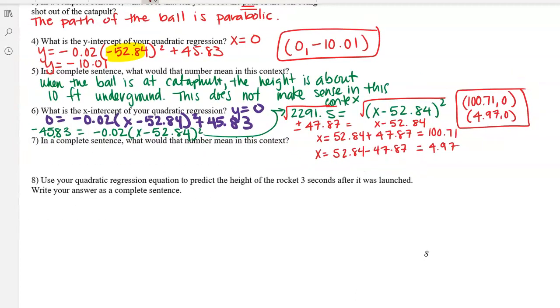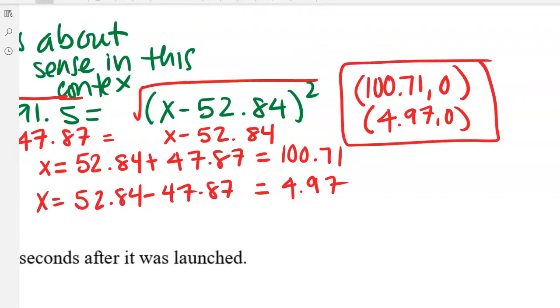Okay. Now we have to write a complete sentence on what that means. So back to the context. What does x represent in this question? Horizontal distance, right? What does y represent? The height of the ball. Well, the height of the ball is what? 0. What does that mean? There's no height. That means the ball is on the ground. Okay, so why do we have 2 answers then?